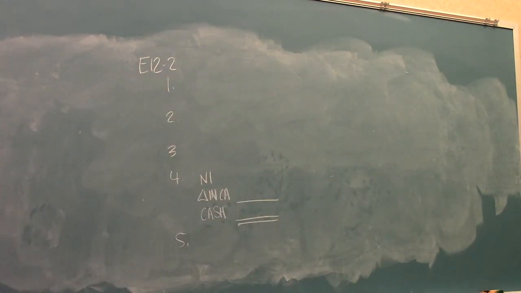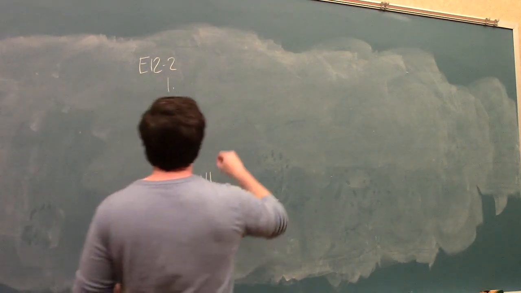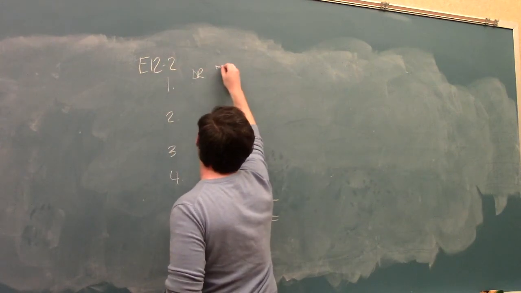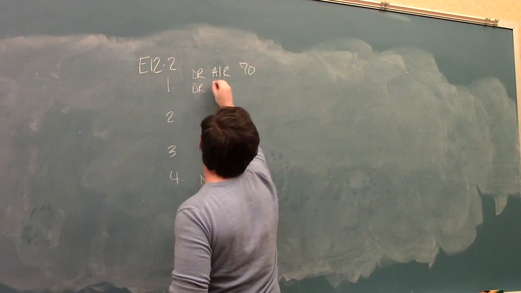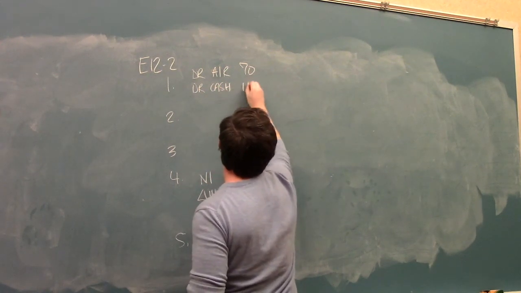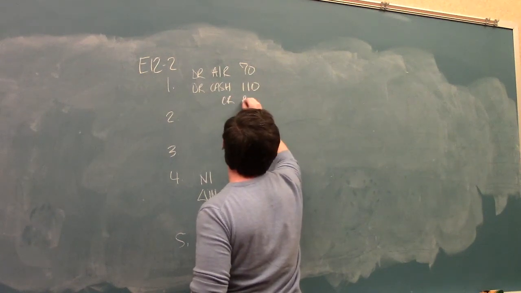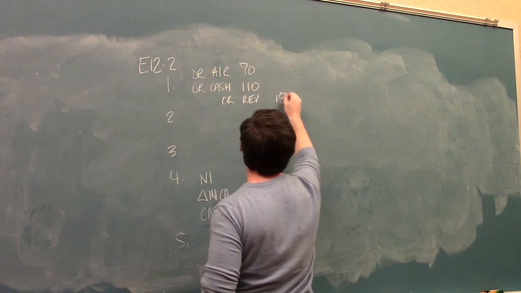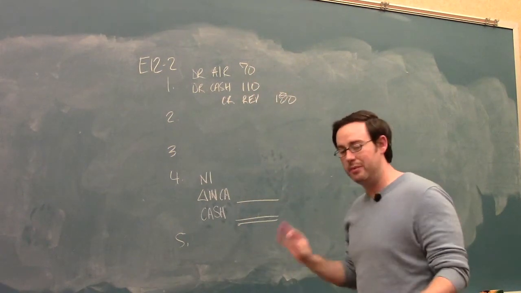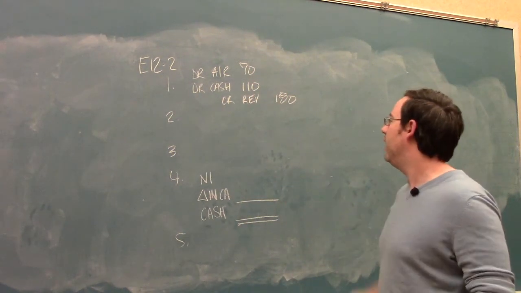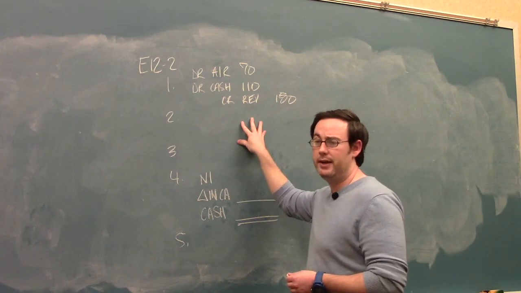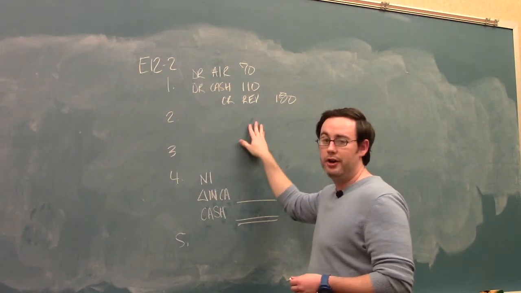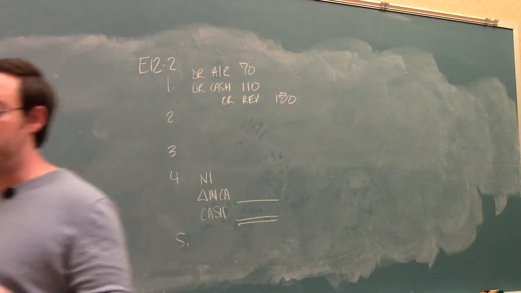So the first requirement asks us, journalize the transaction that just took place. So we get accounts receivable of $70. We get cash of $110, and we get revenue of $180, right? These are simple accounts that we're using. There could be specific descriptors in front of those accounts depending on the company, but this is the simple generalization of this transaction, right?